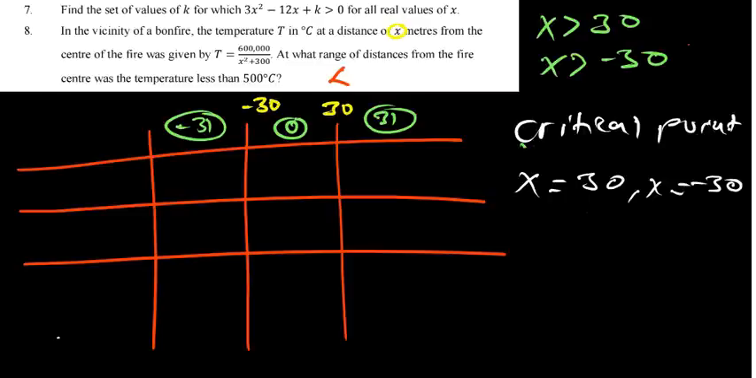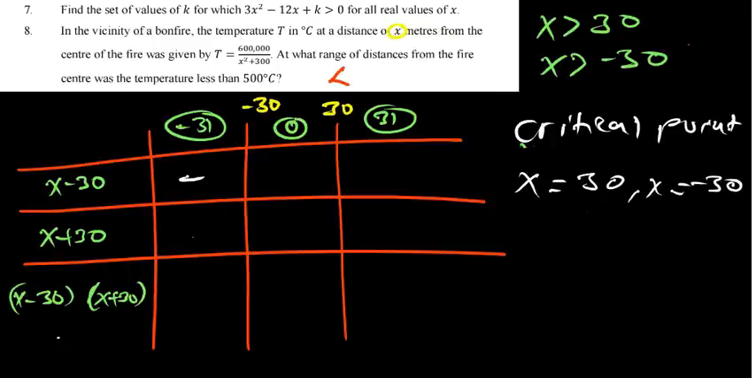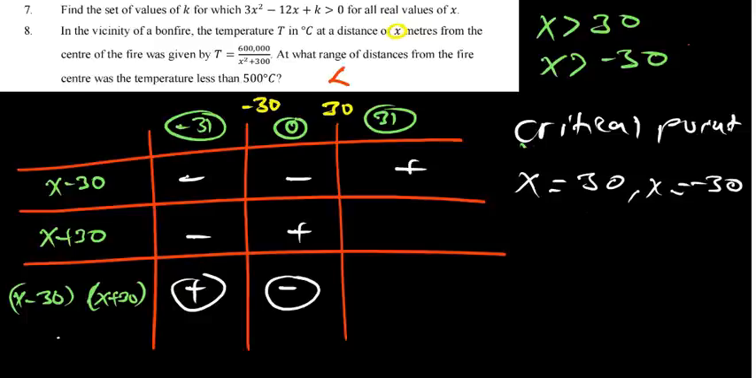Now, if I shift this to the other side, it's going to be x minus 30, and this is going to be x plus 30. Then here is x minus 30 and x plus 30. If I put negative 30 here, I'm going to get a negative. Negative, positive, positive. If I put 0 where there's x, I'm going to get a negative here, positive. Negative, positive, negative. If I put 31, it's going to be positive, positive, positive.